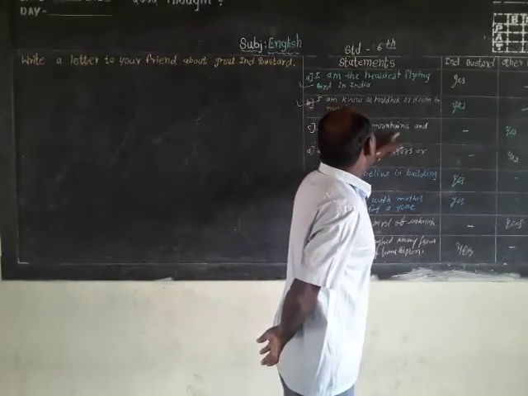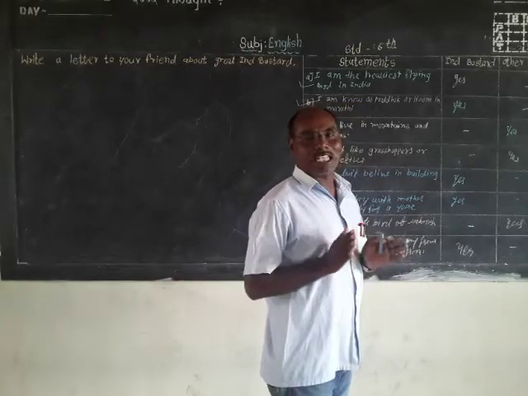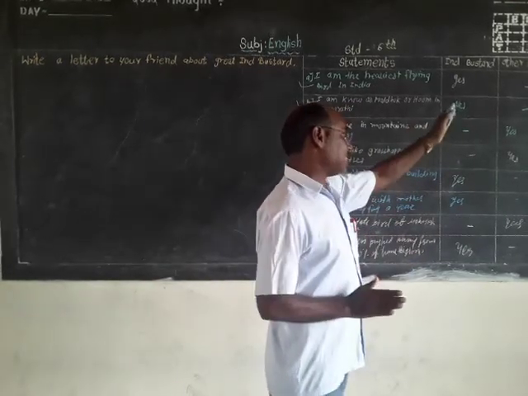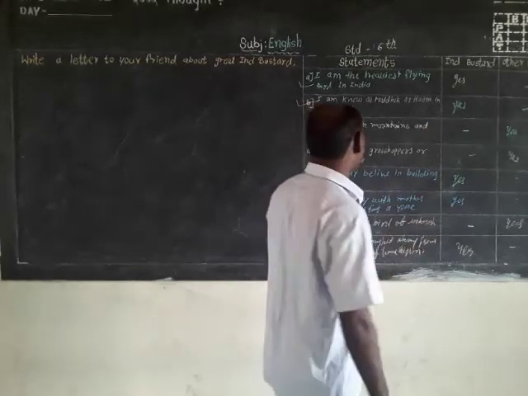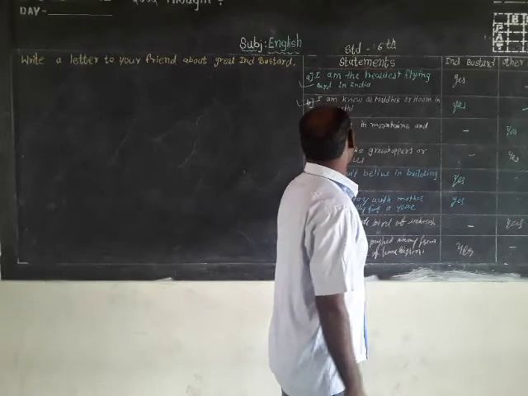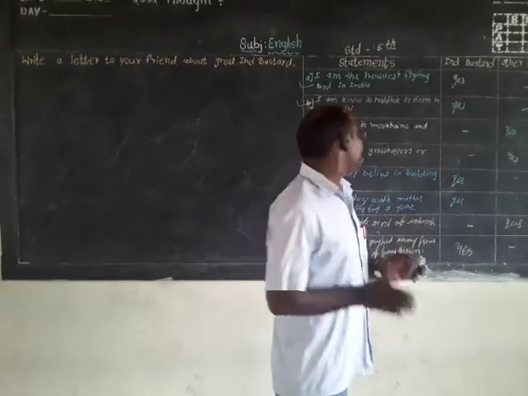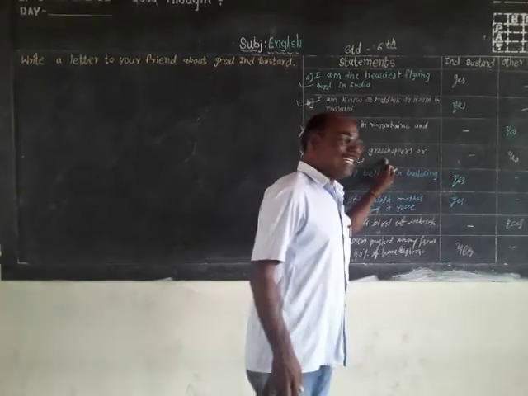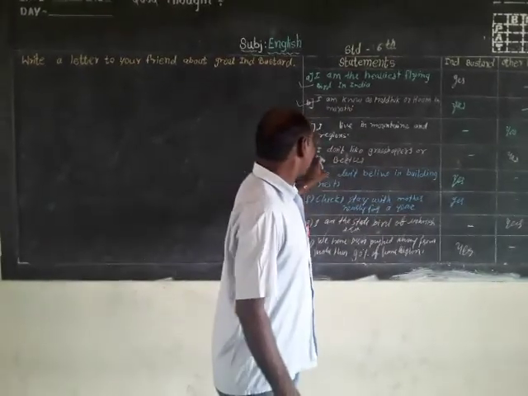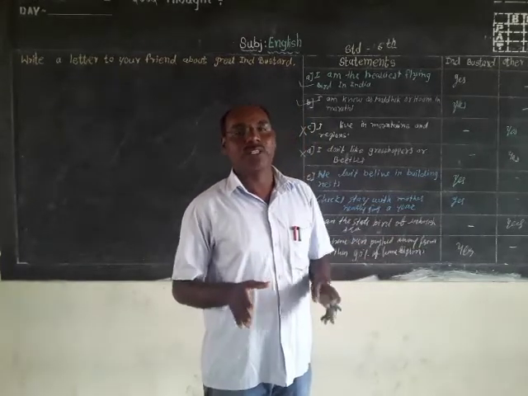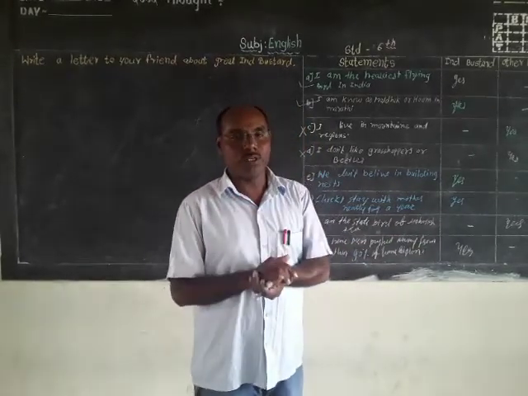I live in mountains and regions. That does not belong to the great Indian bustard; it may be for other birds. Then, I don't like grasshoppers or beetles. This statement also doesn't apply to the great Indian bustard because grasshoppers and beetles are its favorite food.